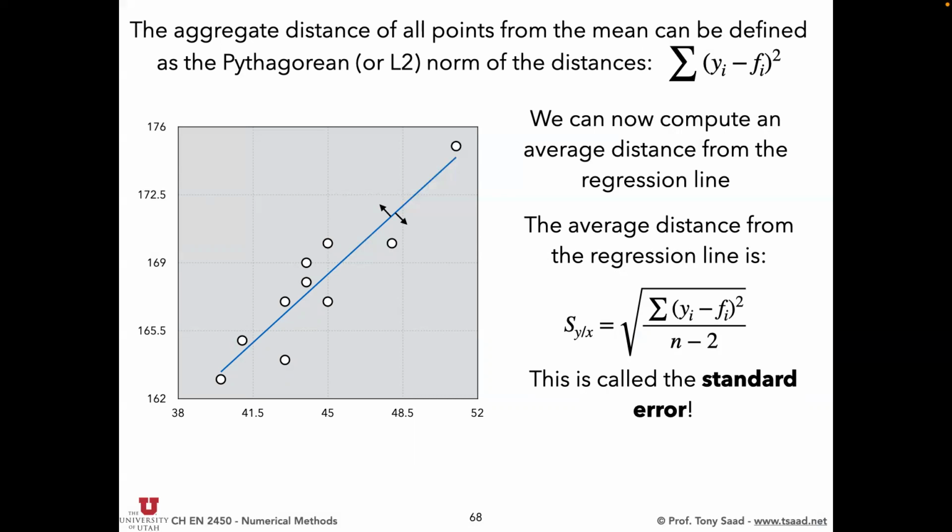Now, I call this SY given x because I want to distinguish this from the previous error, which we called SY, the standard deviation. And look, this is the square root, so it gives us the correct units, and it averages this total distance over n minus 2 points. We call this the standard error. You can think about it as the standard deviation with respect to the straight line or to the regression curve. That's what the standard error is.